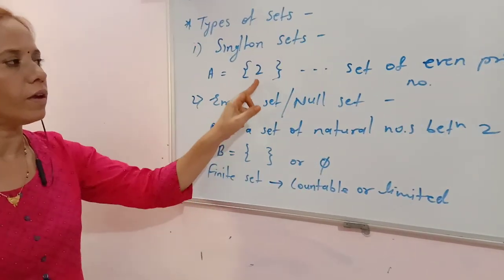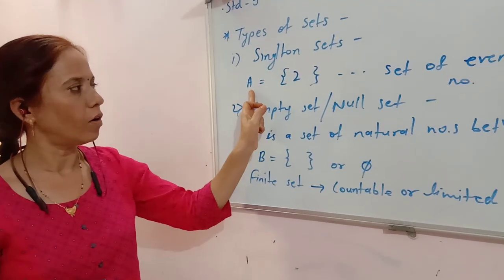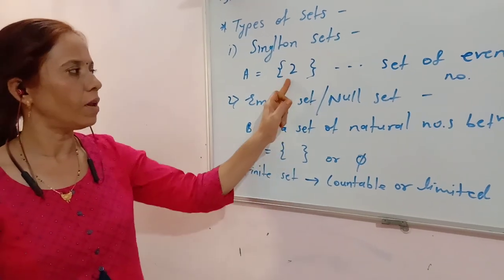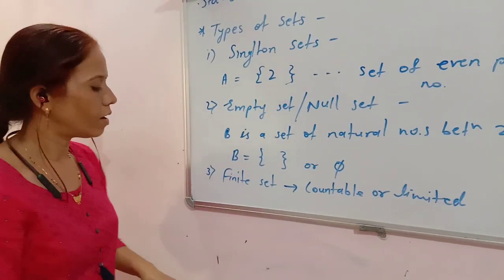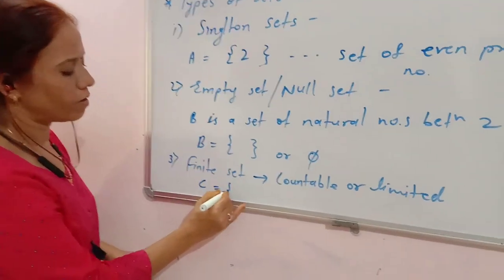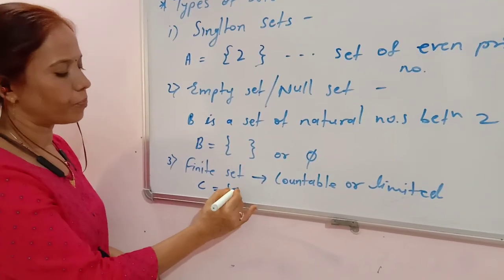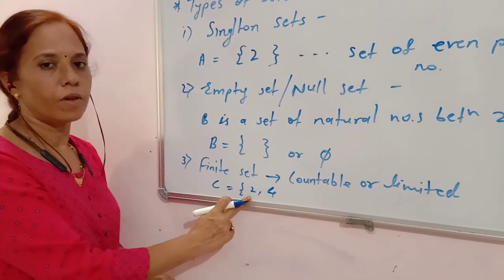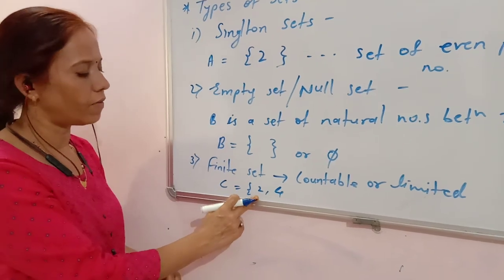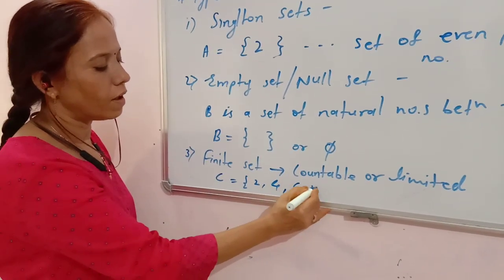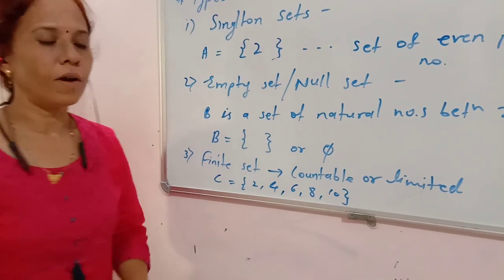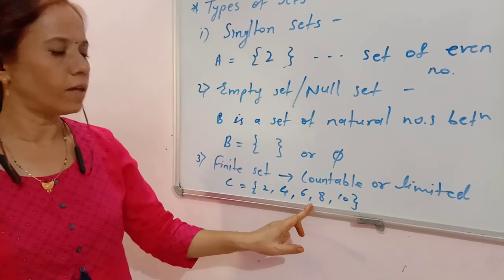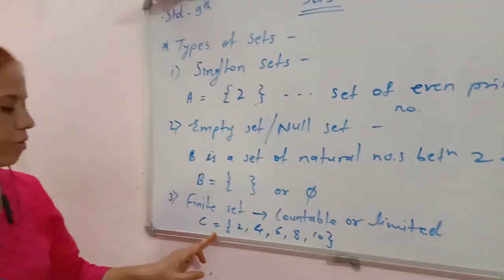What will be the example? Suppose A is a set of even prime numbers, then that is a finite set also, because how many elements are there? Only one. Or if C is a set of even numbers less than 11, the elements are 2, 4, 6, 8 and 10. How many elements? 5. These elements are countable or limited, and therefore it is a finite set.